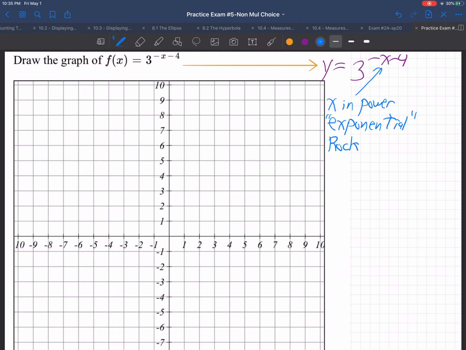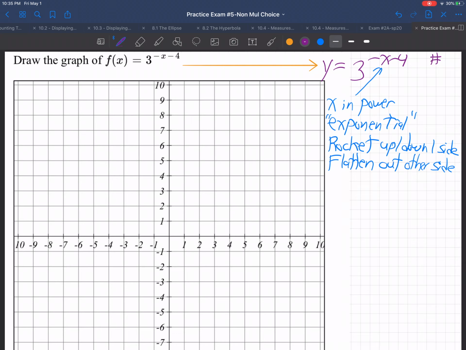Exponential functions with x in the power zone, x in the exponent zone, always rocket up or down on one side, and they flatten out on the other side. So they always rocket up or down on one side, flatten out on the other. Well, how do we know where exactly they flatten out? Well, that's the number added over here.